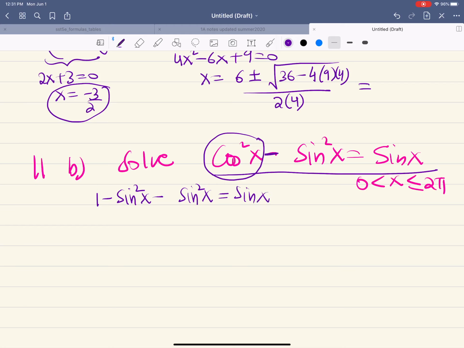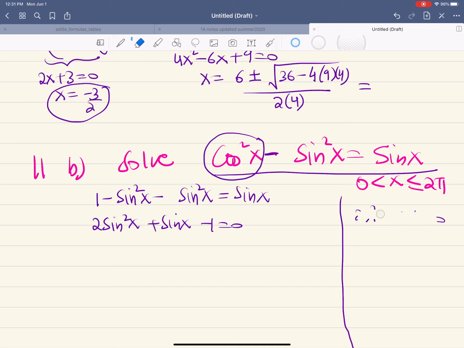Let's bring everything to one side, and it's going to give me 2 sine squared x plus sine x minus 1 equal to 0. If you recall factoring from previous class, if you have 2x squared plus x minus 1 equal to 0, it is factorable. I'm just going to quickly show you. Well, maybe I shouldn't use x, it might confuse you. Let me just use t. This piece has nothing to do with the given problem. I'm just trying to show you that you can factor it.